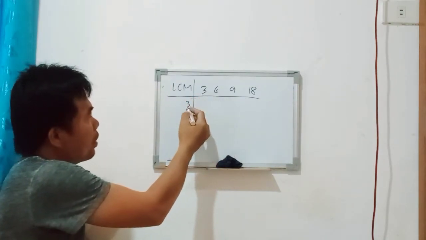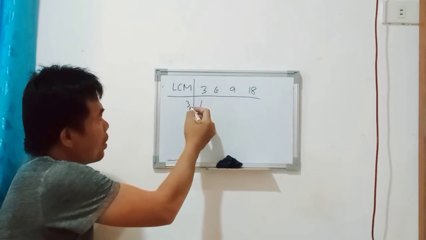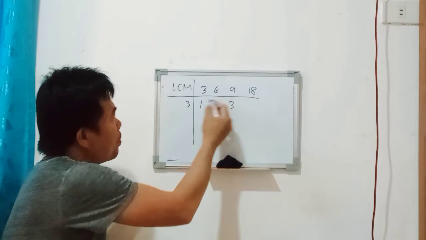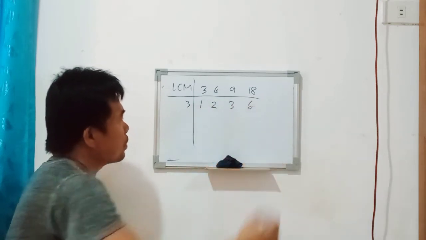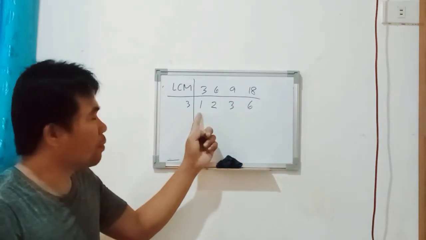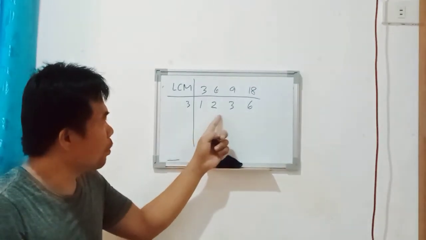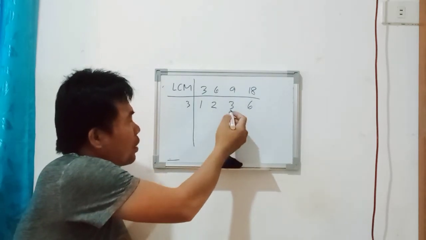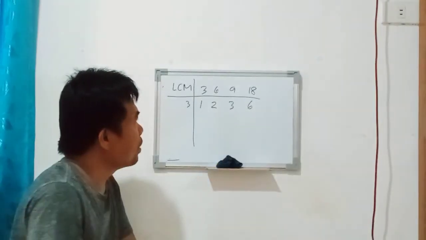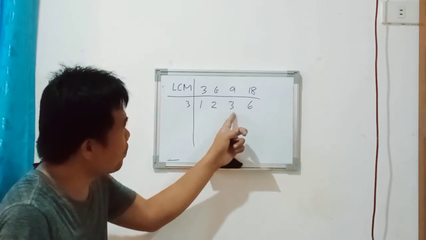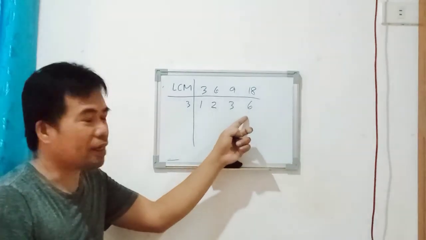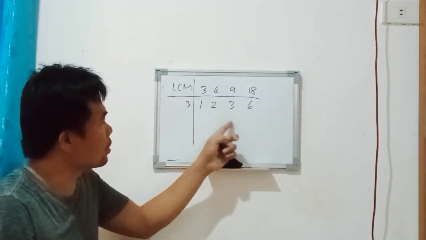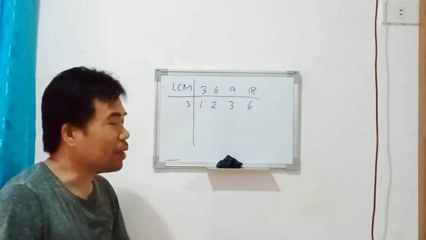So 3 divided by 3 is 1. 6 divided by 3 is 2. 9 divided by 3 is 3. 18 divided by 3 is 6. So the remaining numbers except for number 1 are 2, 3, and 6. You can observe that there are 2 even numbers and 1 odd number. But these numbers here, 3 and 6, can also be divided by 3. So we can solve this first, or we can solve this 2 and 6. Either which, no problem, it's okay.